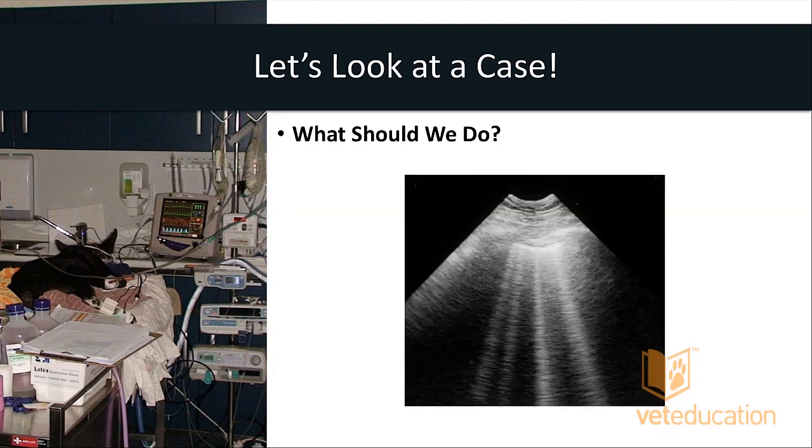We did an ultrasound of this dog's lungs and found evidence of these vertical lines here, these lung ultrasound lung rockets, or B lines, depending on which reference you use. These are seen when you put an ultrasound probe on the chest wall between the ribs. This is suggestive of intrapulmonary fluid.